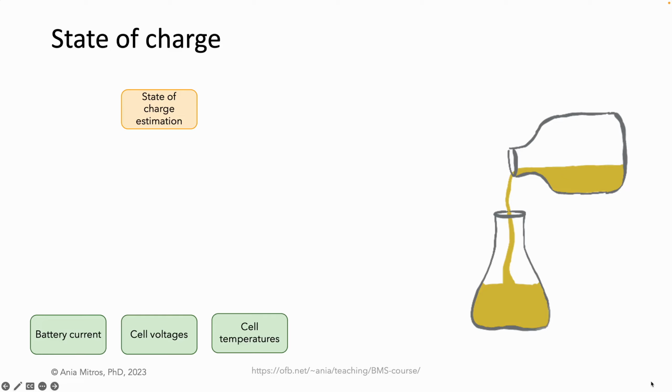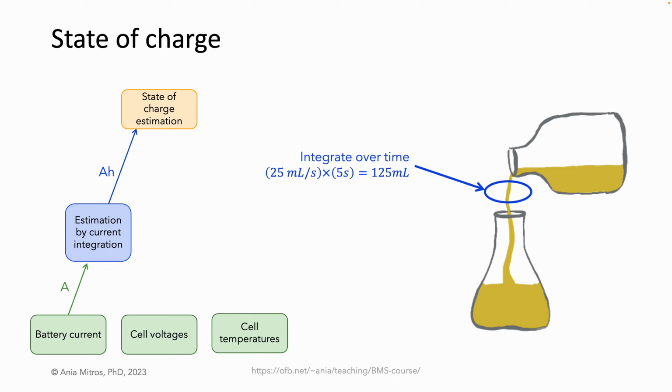Conceptually, we have two ways to estimate state of charge. First, we can simply integrate over time. We know how many amps are flowing through our battery current sensor, and we can integrate those amps over time to get amp hours. This is analogous to measuring the flow rate, measuring the time duration, and multiplying the two.